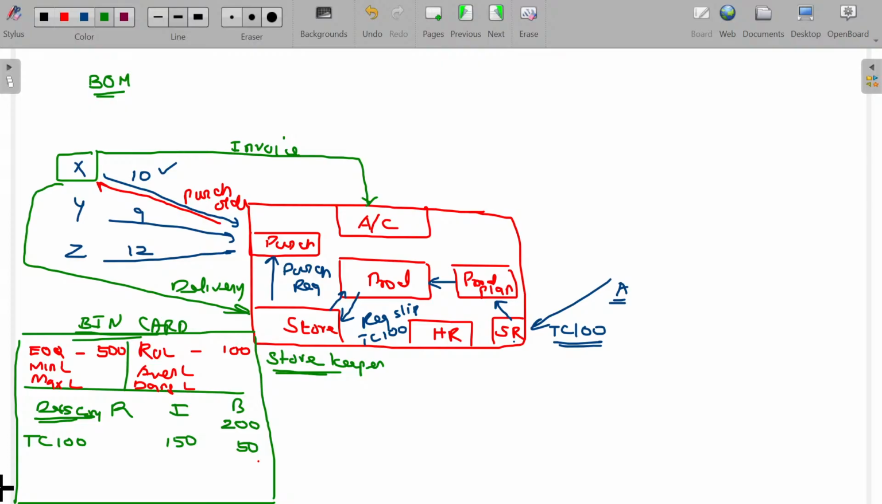What happens in your home? Gas cylinder ordered and gas cylinder delivered. The moment the gas cylinder is delivered, it comes and is kept in the kitchen. But what about the payment? They have to come out and ask. It will not be paid there itself.